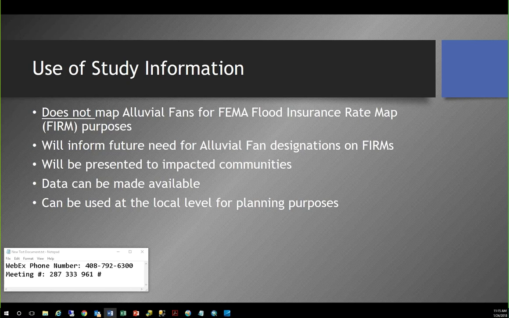So with that, I think we're all set up with our meeting. I'm going to turn this over to Mike to explain the data and the use to develop the study, and we'll provide some examples of the results.